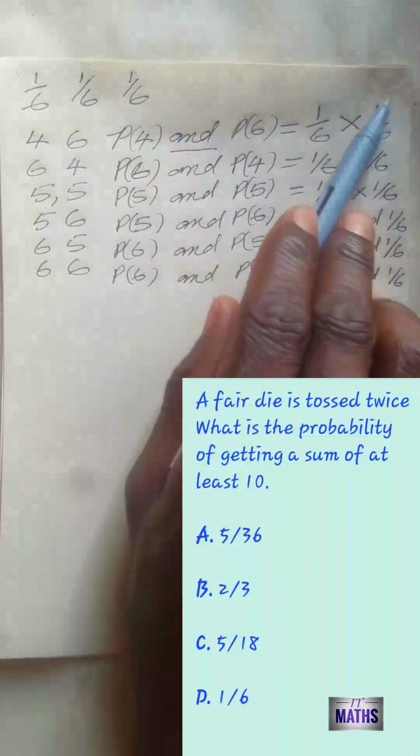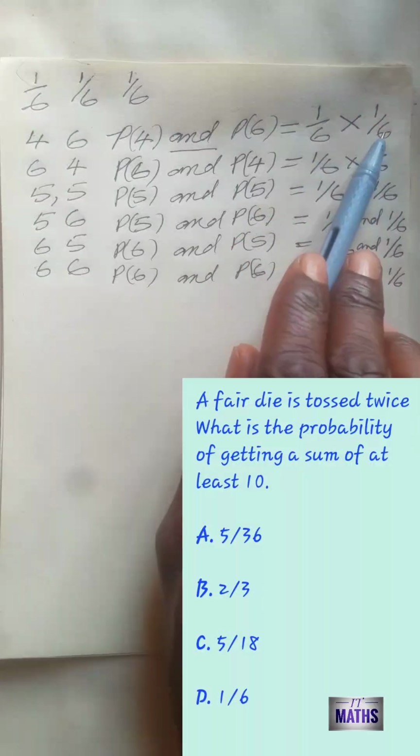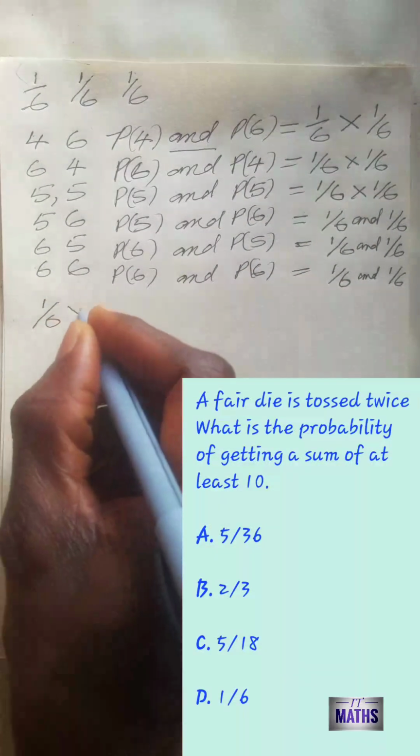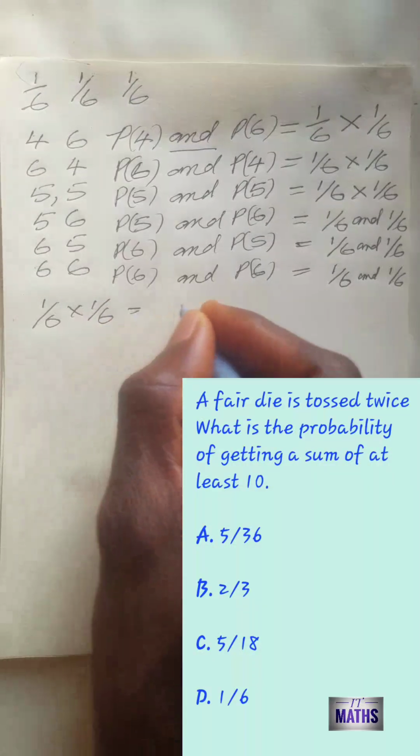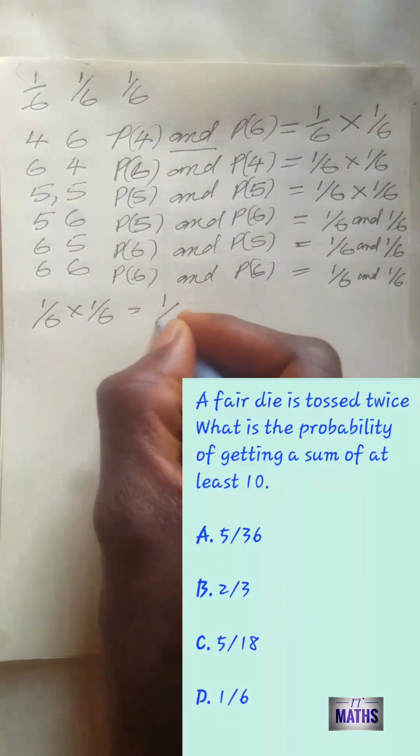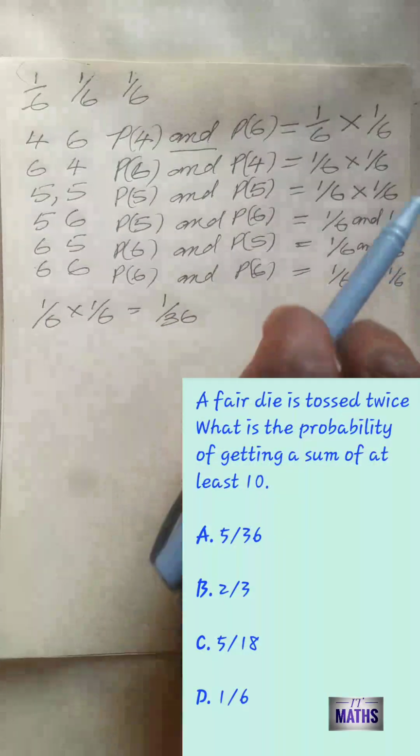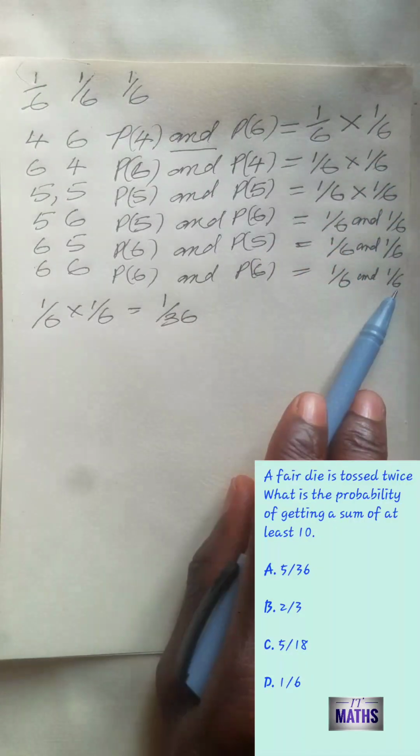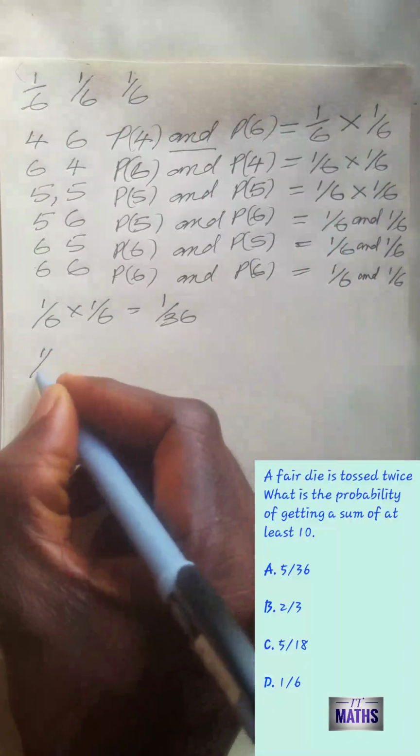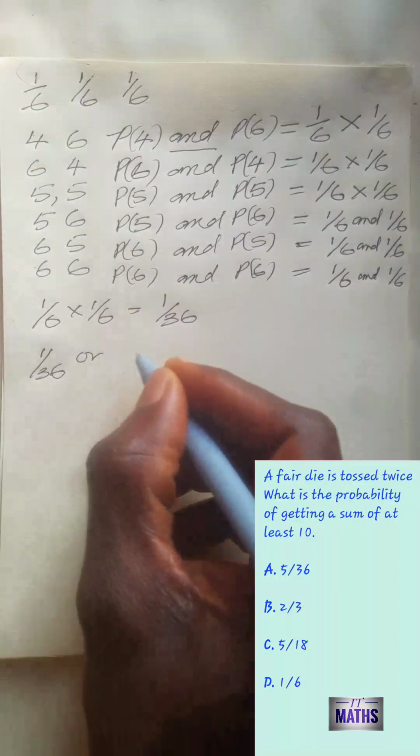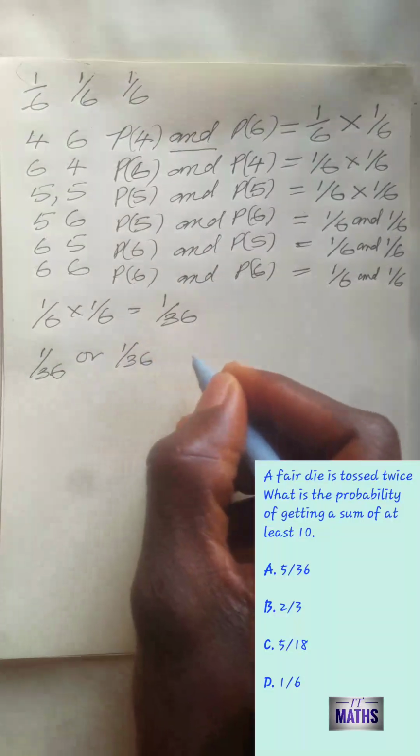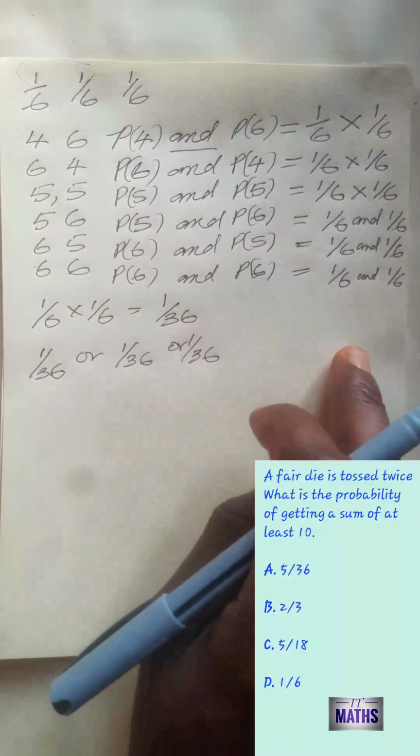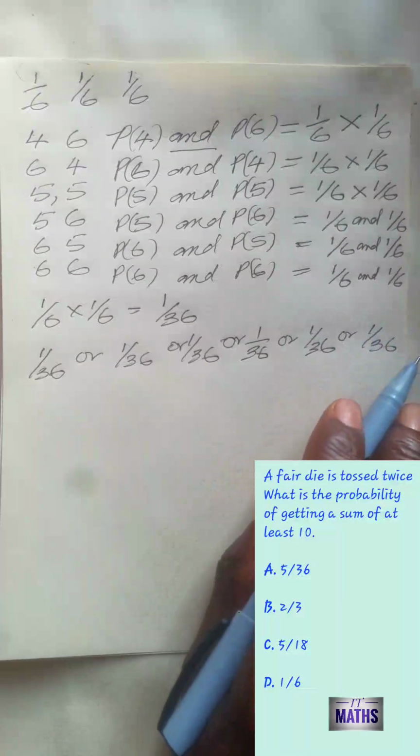Remember, we've gotten an answer for this. So what's the answer to each of these? What's the answer to 1 over 6 times 1 over 6? The answer is 1 times 1, 1, over 6 times 6, 36. So the answer to each of them is 1 over 36. So we are going to have 1 over 36 or 1 over 36 or 1 over 36 till I get to the end.